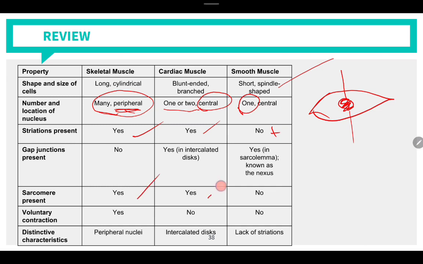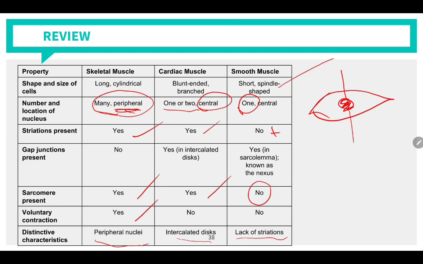Sarcomere, present, yes, yes. No, gaya ng sinabi ko kanina, 'di ba? Hindi siya maka-move or hindi siya involuntary ang kanyang movement, not because of the intercalated disc, not because of different structure, but rather it's because sa mismong shape ng inyong smooth muscle. Okay? So, may voluntary contraction lang is your skeletal muscle, and then distinctive characteristic, peripheral nuclei, intercalated disc, and then lacks of striation. Yan yung palatandaan natin.